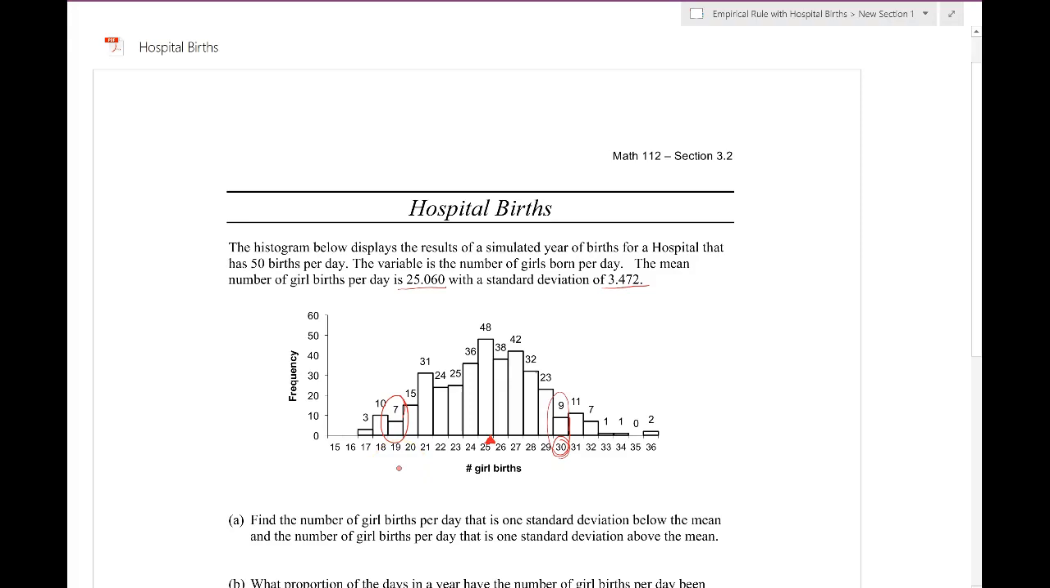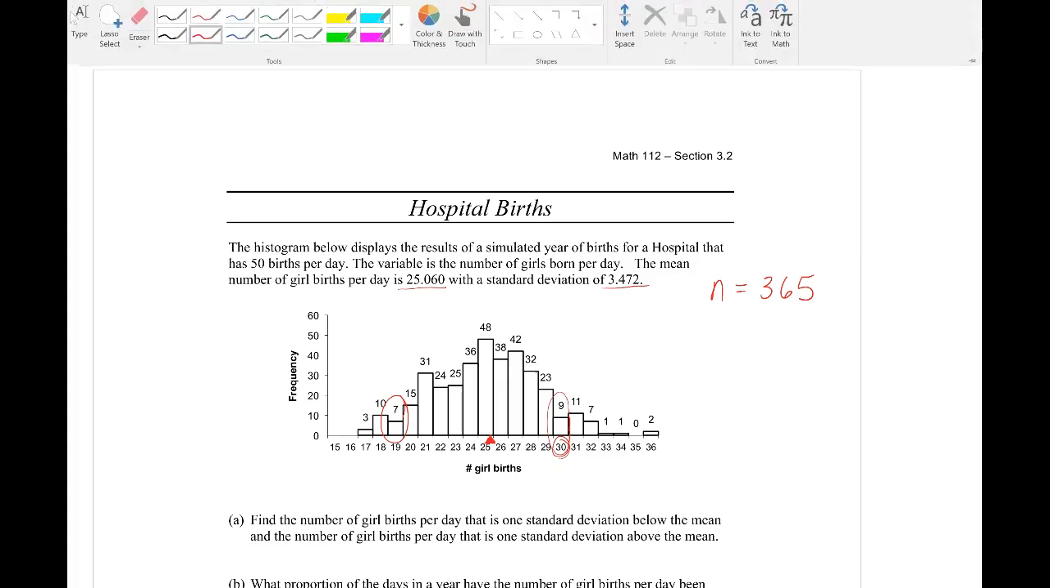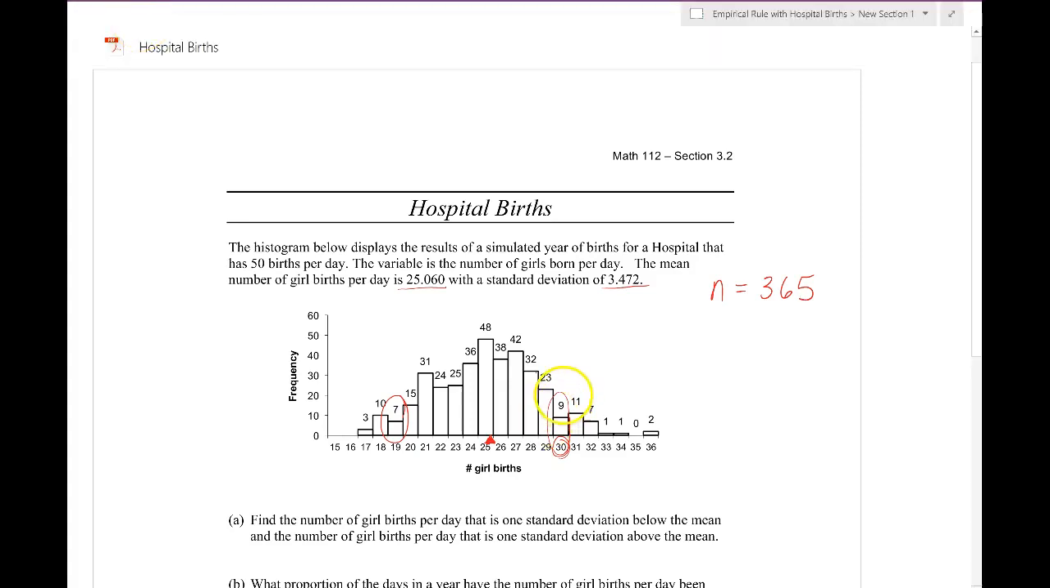Since this is a simulated year, these frequencies actually represent the days. So altogether, if you add all these frequencies up, you're going to get 365. So n is 365, which is the number of days in the year that we counted the girl births. With this information, we can figure out how much of the data is within a certain distance from the mean.